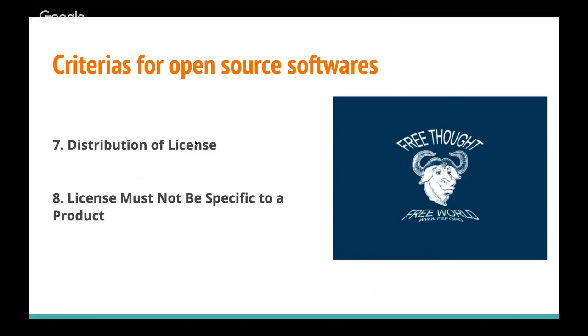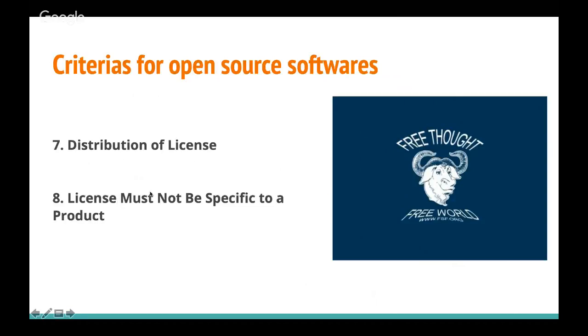The seventh one is distribution of license. The distribution of a program must not be subject to any additional license. The clause is intended to forbid license traps, like closing out the program by indirect means such as a non-disclosure agreement.